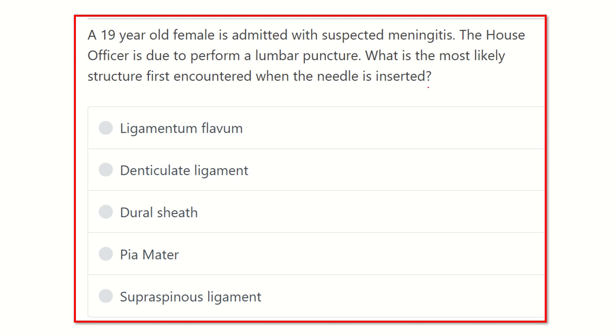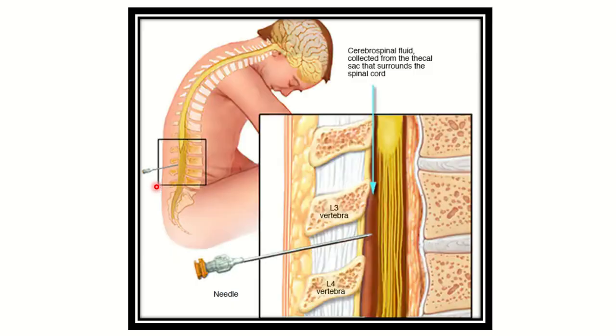So here, first of all, we have to find out the key point: a patient 19 years old female with suspected meningitis, so a lumbar puncture will have to be done. During the lumbar puncture procedure, we have to find out the first structure which the needle encounters. Here are the options: ligamentum flava, denticulate ligament, dural sheath, pia mater, and supraspinous ligament. So we have to find out which one of the structures will be present first during the needle insertion.